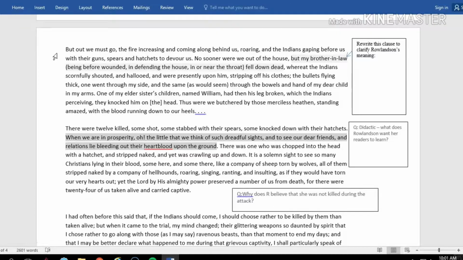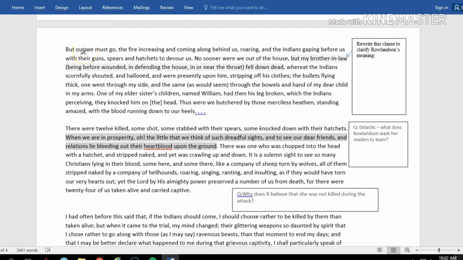Whereat the Indians scornfully shouted and hallooed, were presently upon him, stripping off his clothes, the bullets flying thick. One went through my side, and the same, as it would seem, through the bowels and hand of my dear child in my arms. One of my elder sister's children, named William, had then his leg broken, which the Indians perceiving, they knocked him on the head. Thus we were butchered by those merciless heathen, standing amazed with the blood running down to our heels.